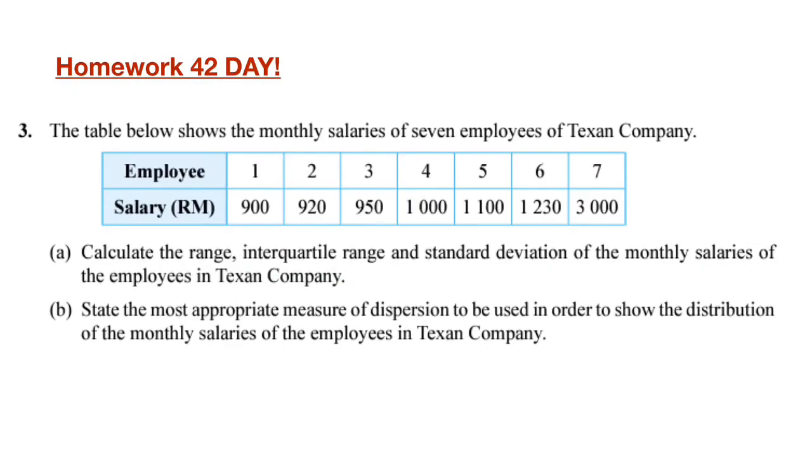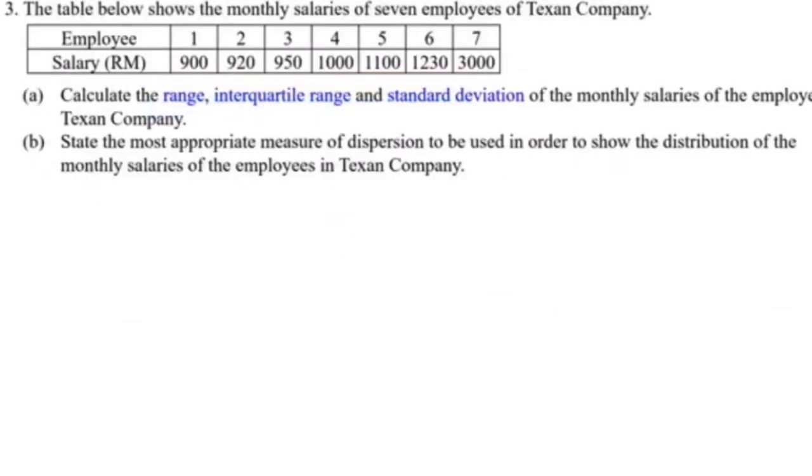Okay, question number 3 you also need to do in the exercise book, and please take a photo and send it to my Gmail account for these 3 questions for today's homework. Calculate the range, interquartile range and standard deviation for the monthly salaries of the company. Okay, so first of all, we need to find the range. The range is the maximum minus the minimum. So 3000 minus 900, 2100.